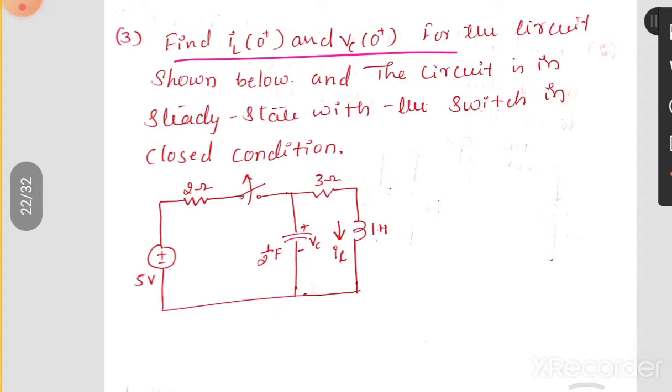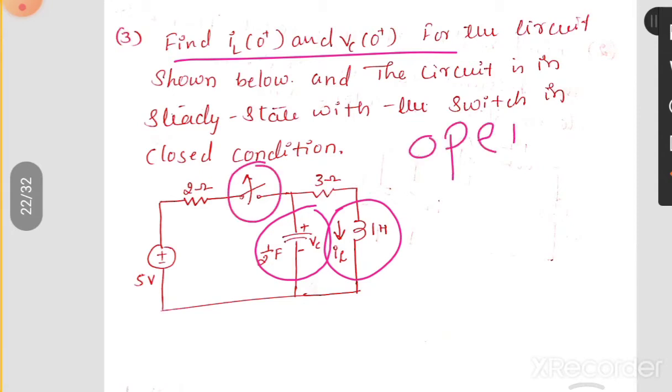IL of 0 plus and VC of 0 plus we have to find out. IL is the current through the inductance. VC is the voltage across this capacitor. Two terms we have to calculate at a time. First, check the switching action. You are going to open the switch at t equal to 0.